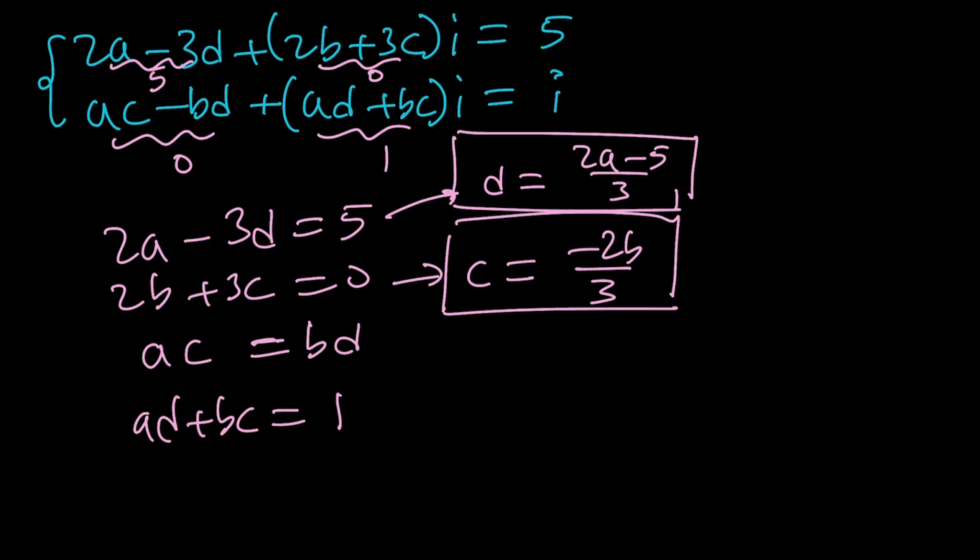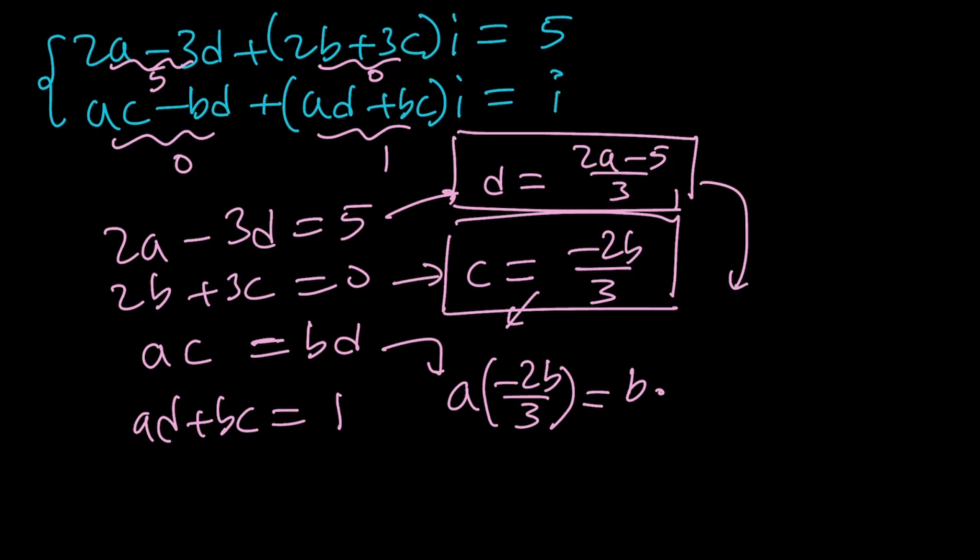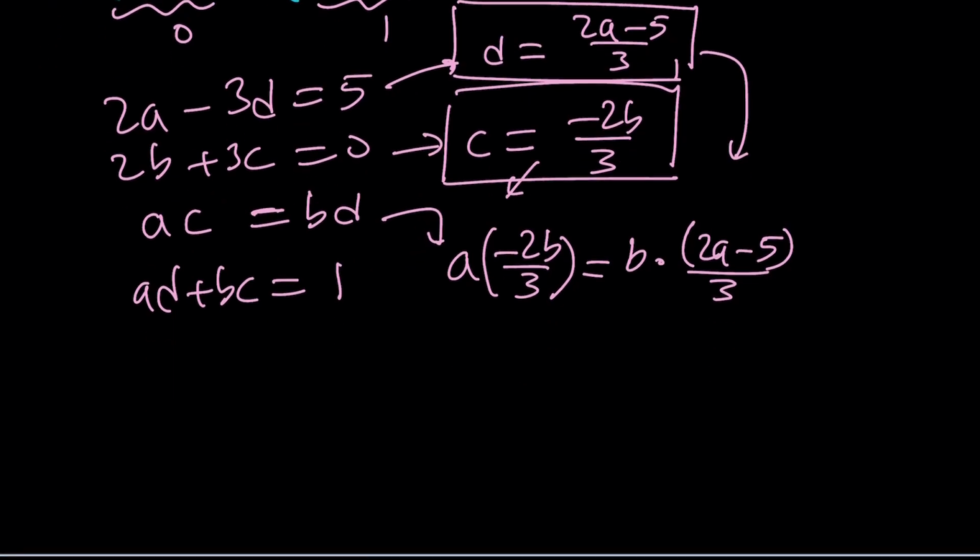Now let's take a look at the third equation. Now we have ac, so let's replace c with this. a times negative 2b over 3 equals bd, right? And d we can replace with this. It's going to be (2a minus 5) over 3. So this is nice because we only have 2 variables, so we're going to be able to solve one of them in terms of the other.